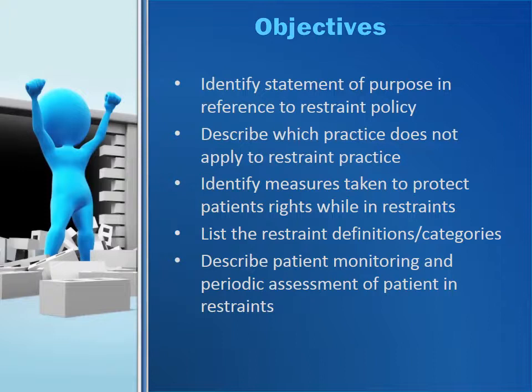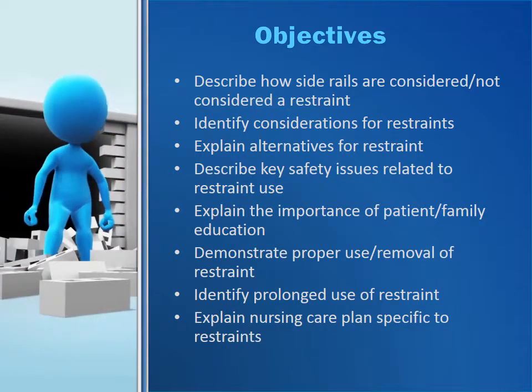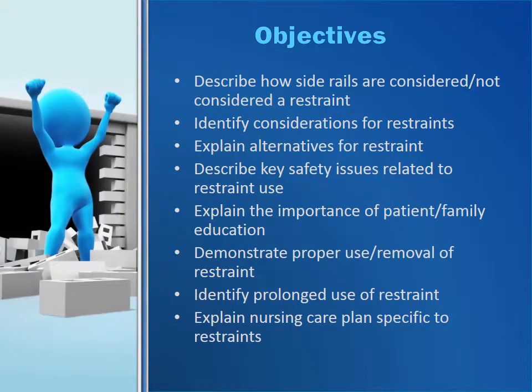I'm going to go over the restraint definitions and categories, and also describe patient monitoring and periodic assessment of patient restraints. Also, I'm going to go over when side rails are considered restraints and when they are not a restraint. We're going to go over considerations for restraints, alternatives that you can go over with the patient, key safety issues related to restraint use, and also the importance of patient and family education.